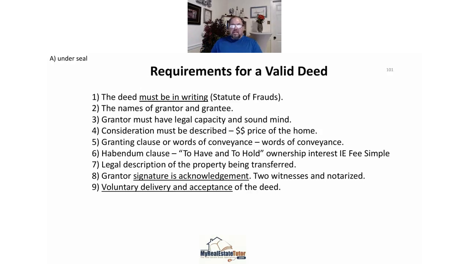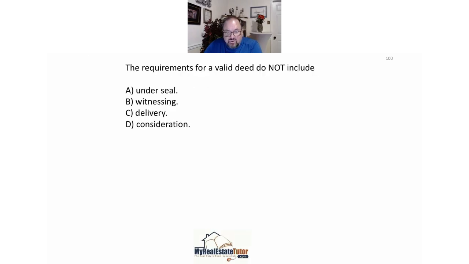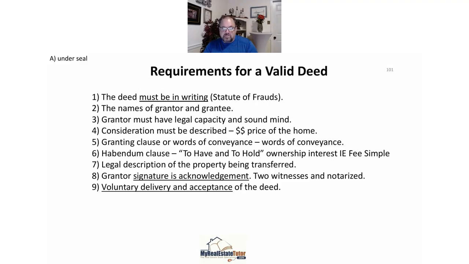So let's look at requirements for a valid deed. Okay. Got to be in writing. Got to have the names of the grantor and grantee. Legal capacity, sound mind. Got to have the price for the home. Consideration. Granting clause, habendum clause, legal description. The grantor has to sign acknowledgement. This is, again, with 2 witnesses and notarized. And then there's voluntary delivery and acceptance. So the one that doesn't meet this, you got to have consideration under D, delivery C, and witnessing B. You got to have all 3 of these. It doesn't have to have a seal. Remember, seal is prima facie. Okay, a deed doesn't have to have that to be valid.